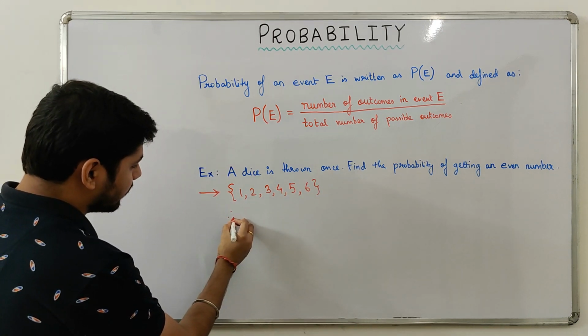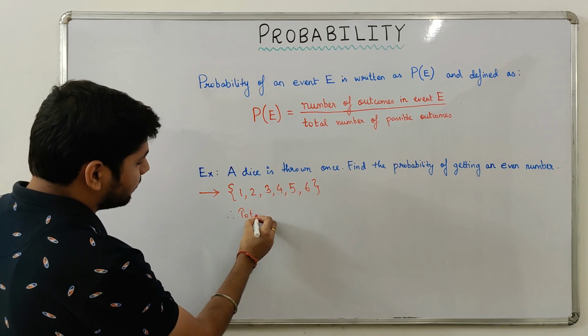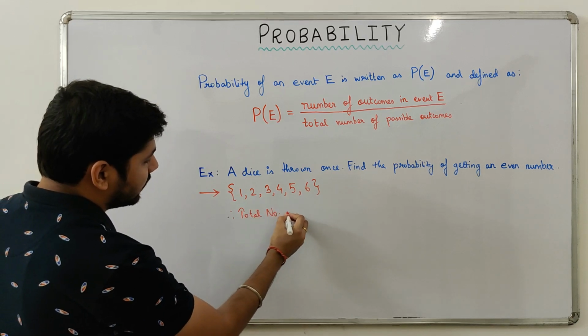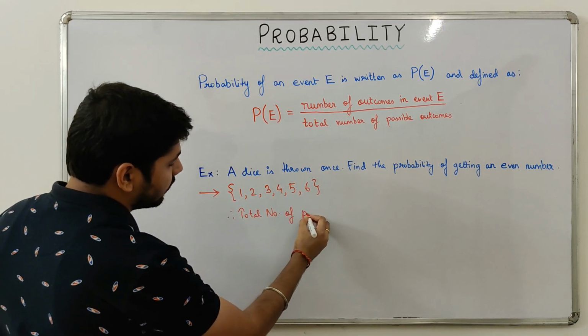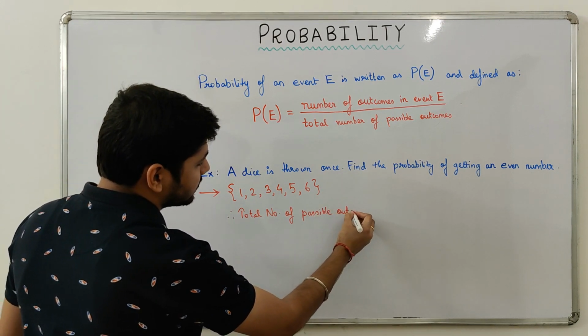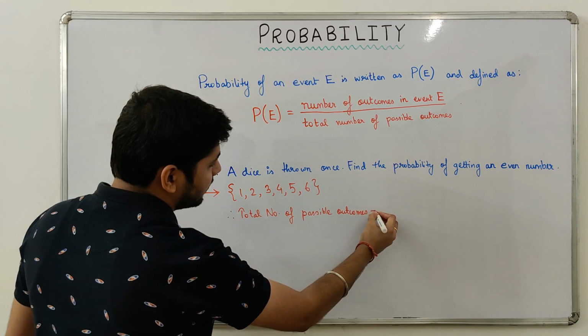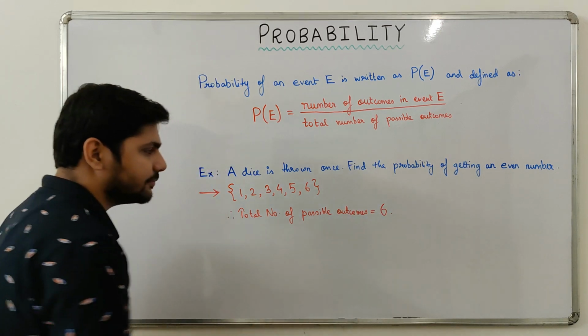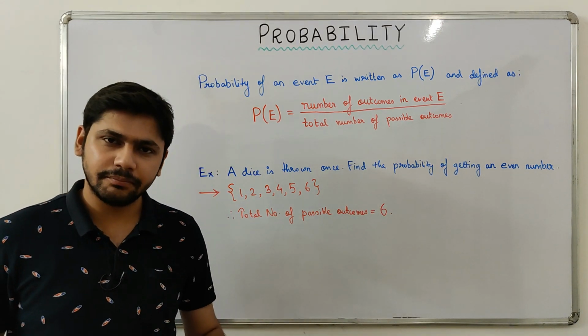Therefore, the total number of possible outcomes is equal to 6. Simple to understand.